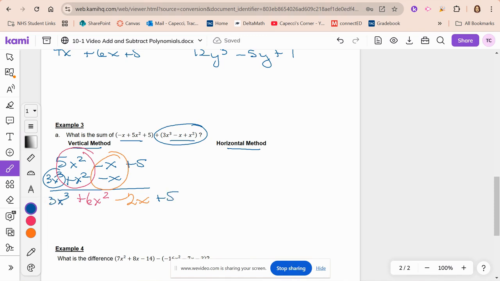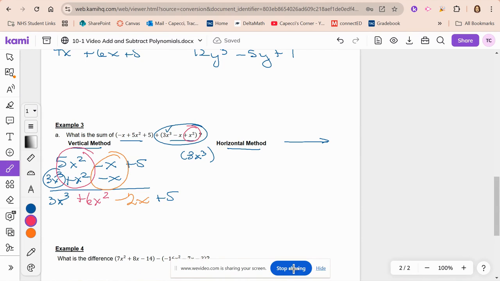Now, we're going to do the same thing with the horizontal method. With the horizontal method, we group things that are similar, and we're going to go across. We're going to cross this way. So my highest power is to the third, and I don't have anything to combine that with, so I'm going to just put a little check so I don't miss anything.